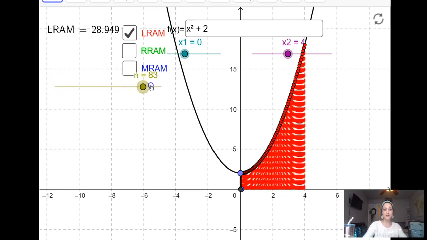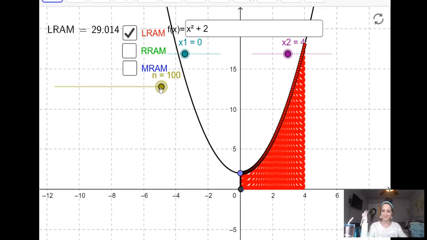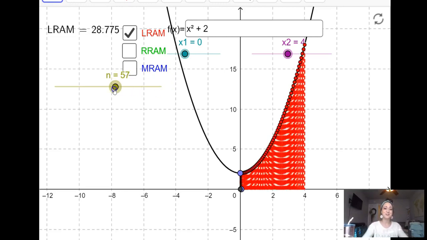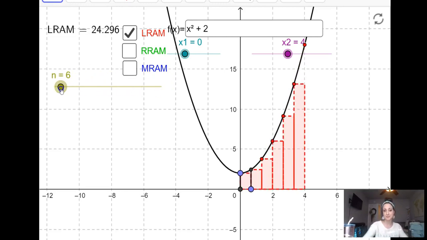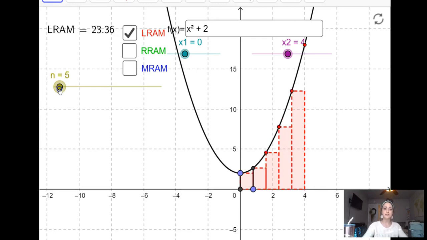See? So to get the exact area under the curve, how many rectangles do you think we need? An infinite number of rectangles, and that's where calculus comes in, right? Because calculus is all about the study of infinity, and that's where we need limits. So the problem with lots of rectangles is that's lots of work, right? So the fewer rectangles, the worse the approximation, however, the easier the approximation, right? So that is what LRAM looks like from 0 to 4 with this particular function.